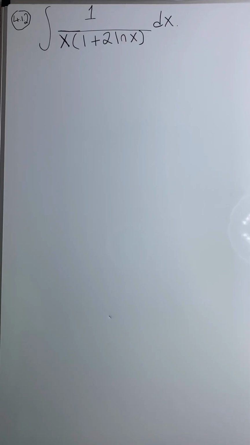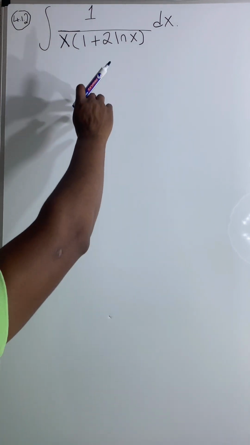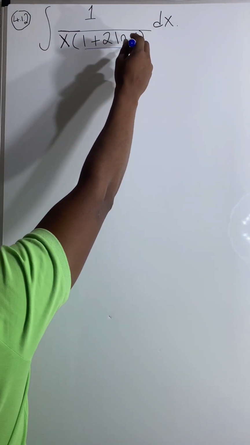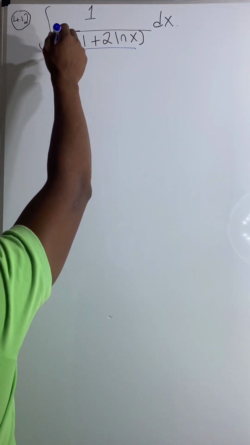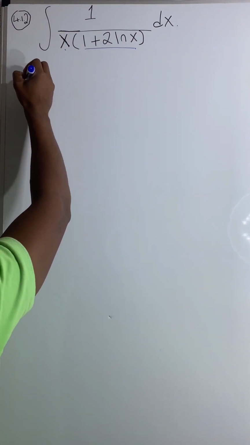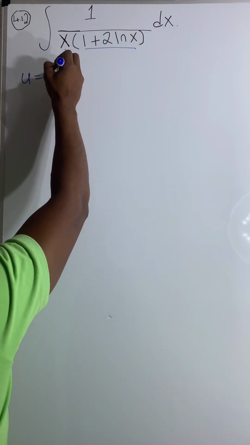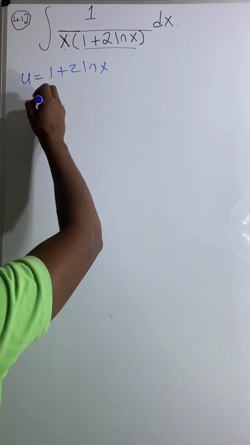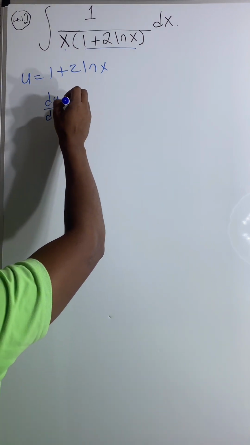4.1.2, we have to determine the integral of 1 over x multiplied by (1 + 2 ln x) dx. And you can immediately see that if we are to differentiate what's inside the brackets, we get what's outside of our brackets partially. So we can set our u equal to 1 + 2 ln x, differentiating u with respect to x.